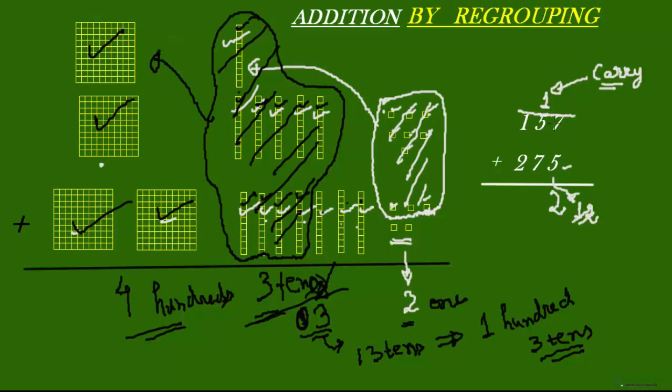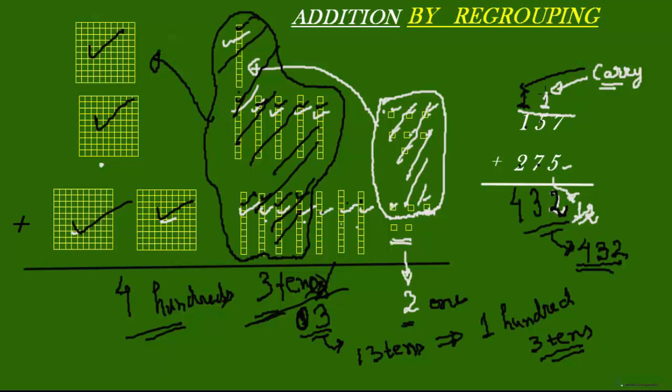You can see here also, 7 plus 5 is 12, carrying 1 to the tens place. 1 plus 5 is 6, 6 plus 7 is 13. So 3, then again, as we cannot write 13 over here, we carry forward 1 to the hundreds place. 1 plus 1 is 2, 2 plus 2 is 4. So the answer is 4 hundreds, 3 tens and 2 ones, or we can just say 432.